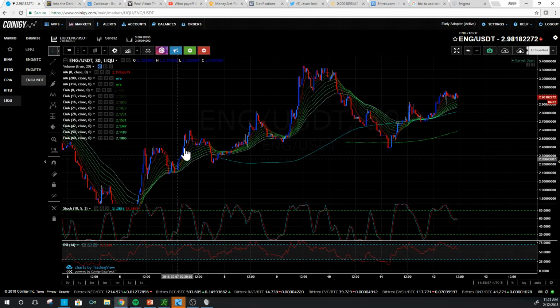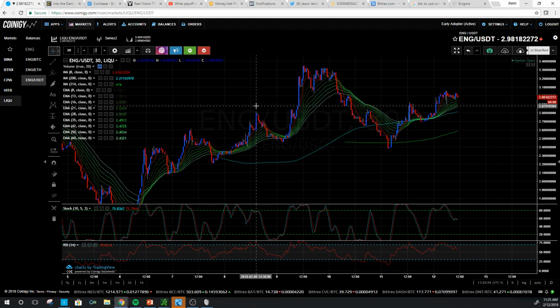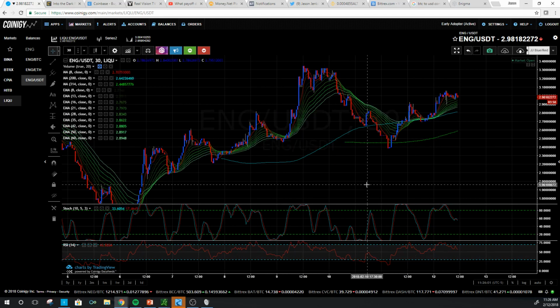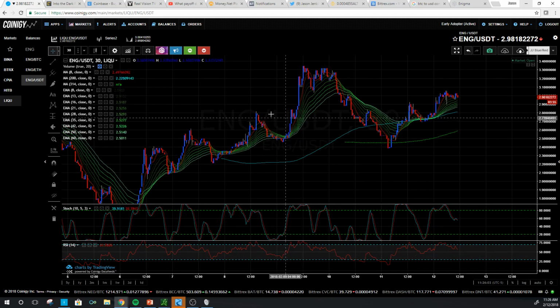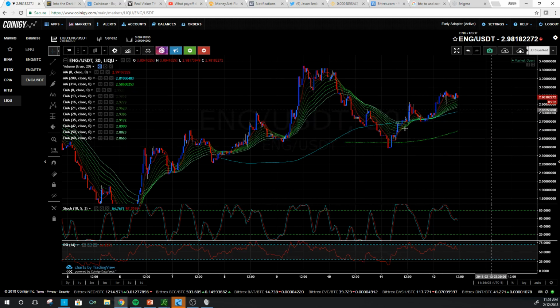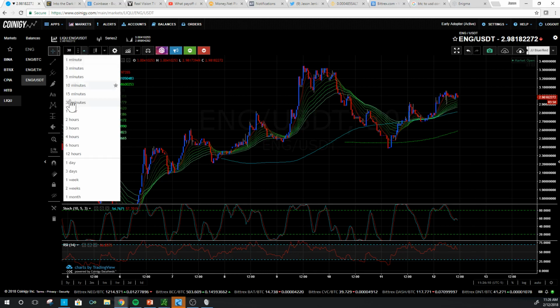Cycle away, back to the band. Cycle away, back to the bands. But this 30-minute getting above pi is trying to show you that it's turning up. Just not quite there yet.